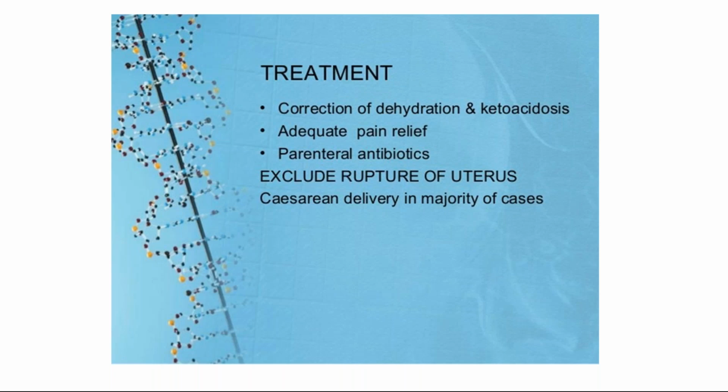So treatment is correction of dehydration and acidosis, adequate pain relief, and give her antibiotics because it may be associated with premature rupture of membrane and she is in prolonged labor. Always exclude rupture of the uterus. In the majority of the cases, it is an abdominal delivery. Okay, cesarean delivery in almost all the cases.